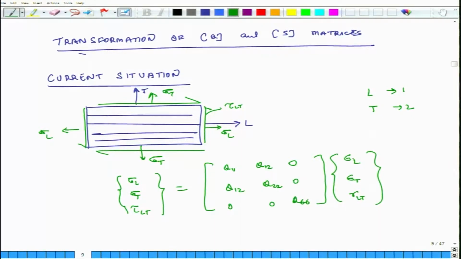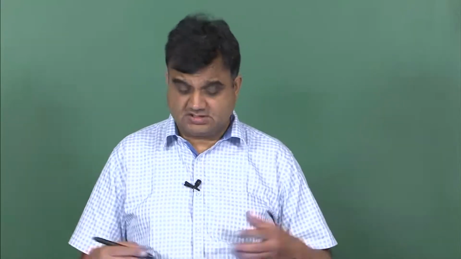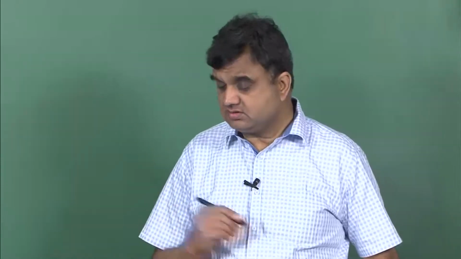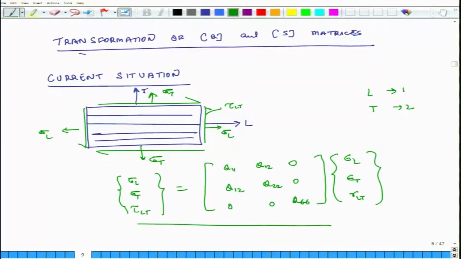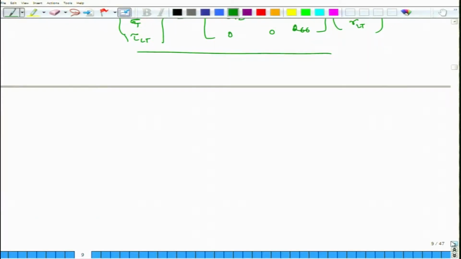But here in the current situation, the direction of loading and the direction of the material axis, which in this case are the L and T axes, are aligned. And if they are aligned, then we can use these relations. But what happens if they are not aligned? What if the LT directions are not aligned?